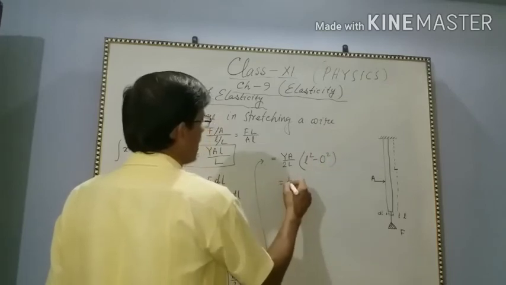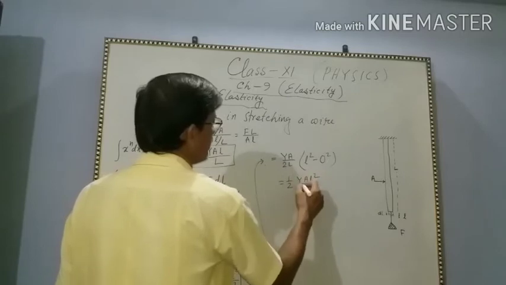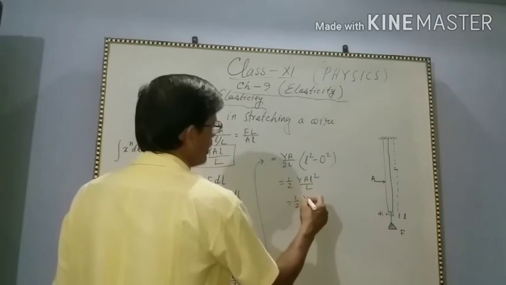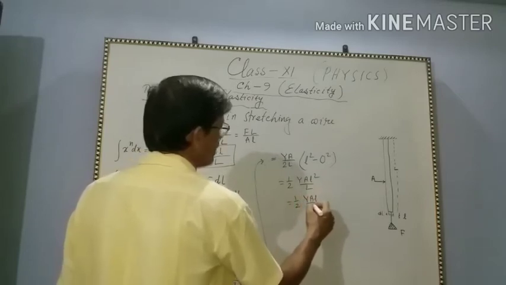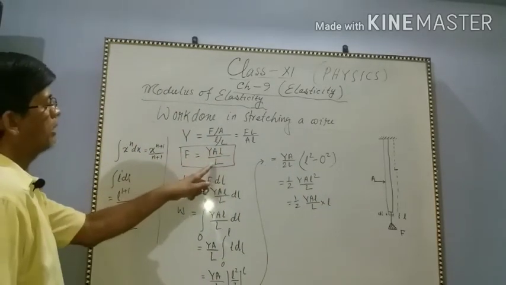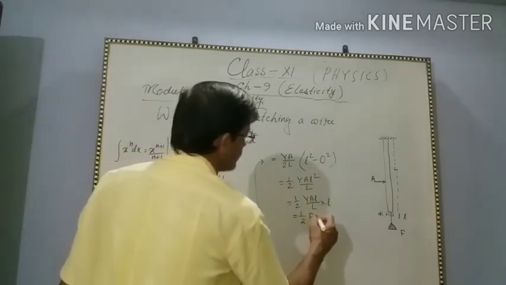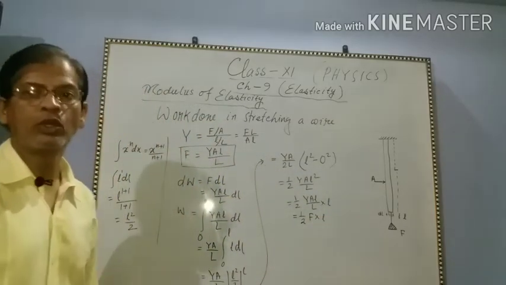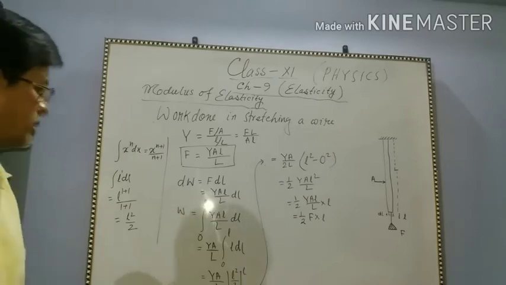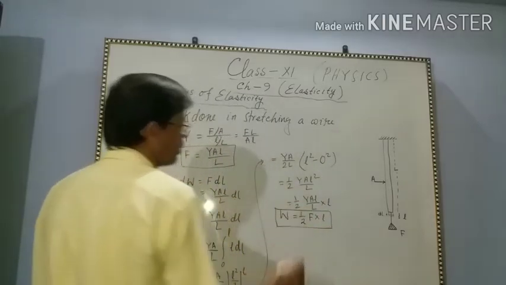So this is half Y A l square by L. We can write it this way: half into Y A l by L into small l. Now what is Y A l by L? It is F. So W equal to half F into l. So work done equals half into load into extension. This is W.